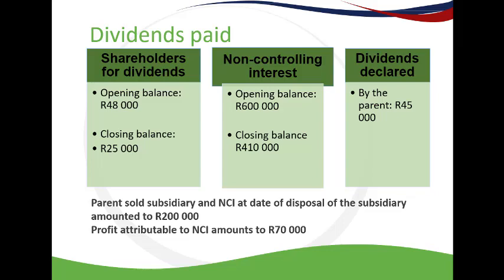There was also a disposal of a subsidiary, and the non-controlling interest at the date of disposal of the subsidiary amounted to 200,000. Furthermore, you're given the profit attributable to non-controlling interest. You can assume there was no other comprehensive income. I would urge you to pause and attempt before continuing.